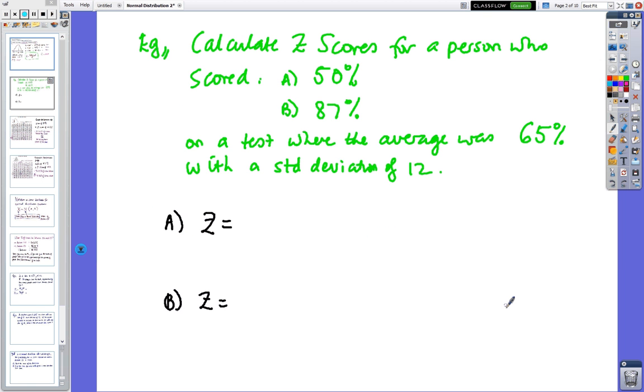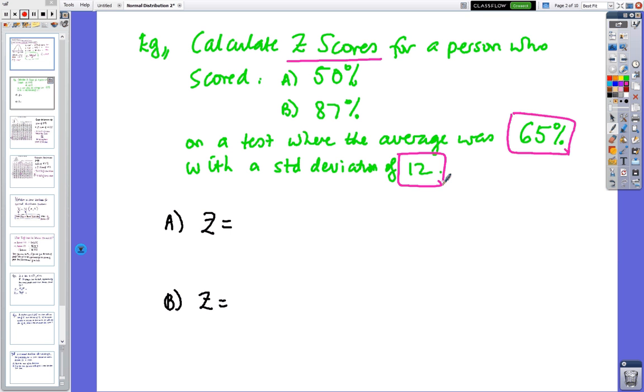Okay, so let's have a look at some Z-scores for a person who scored 50% or 87%. So we're just calculating Z-scores, okay? The average is 65 and the standard deviation is 12. Just use that formula and see how you go. Come back when you're ready.